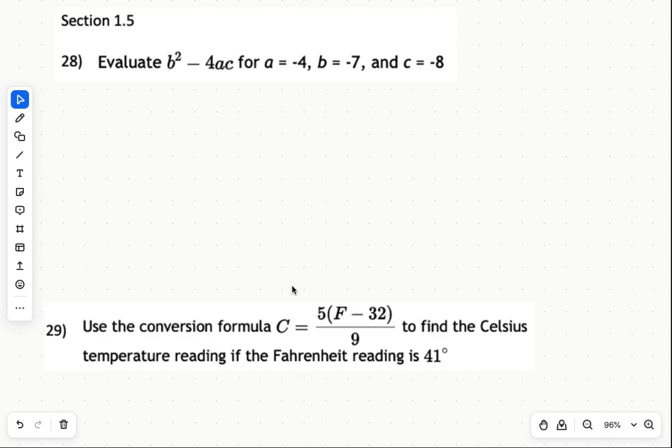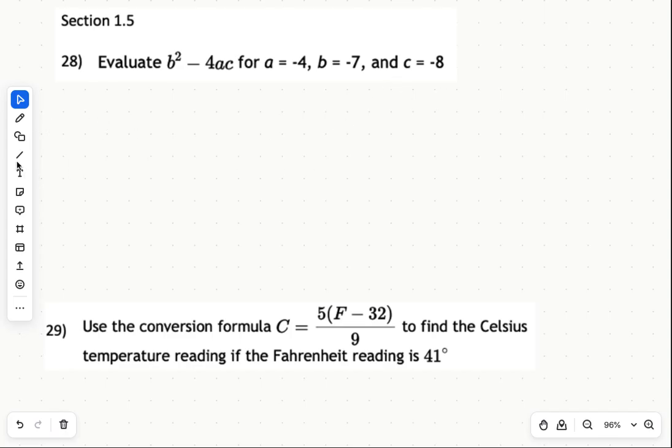And then the rest of the section, which will be most of it, is again solving equations just like we've been doing in the last few sections. But this time there'll be more letters, more variables in the problem than just straight numbers. So for these first couple of evaluate problems, we have evaluate b squared minus 4ac, where a is negative 4, b is negative 7, and c is negative 8.